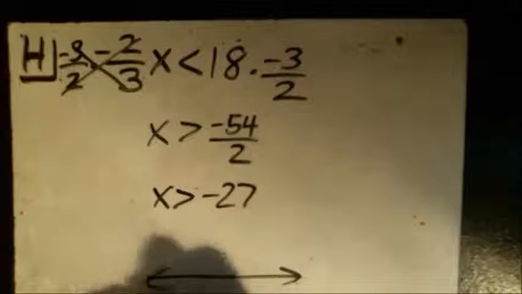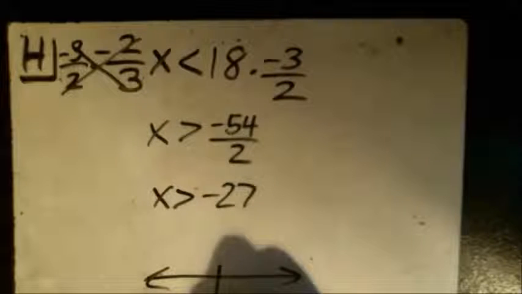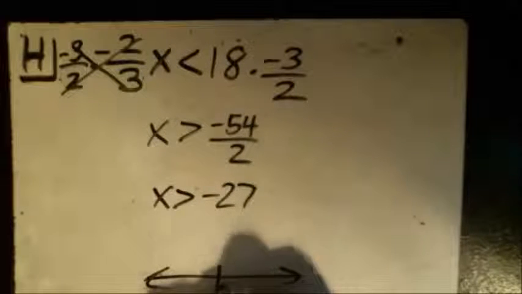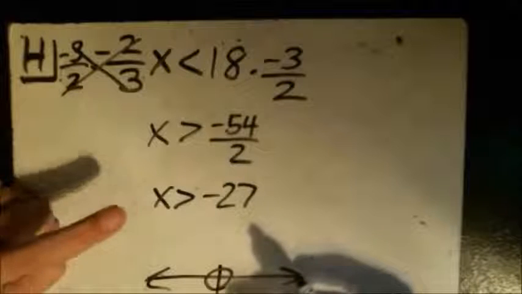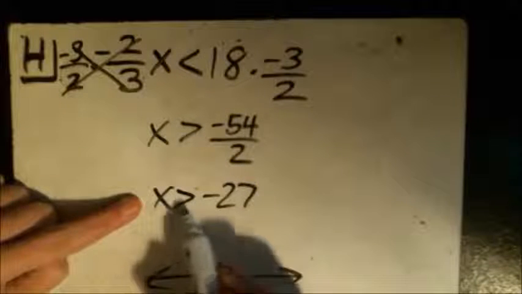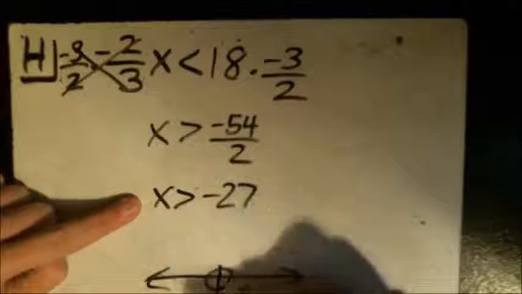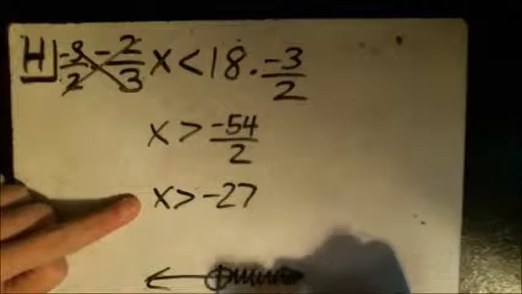So when I graph that, because it's a greater than sign, it's going to be an open circle. And because my variable's on the left, I can use my shading trick. So my arrow is pointing towards the right. So I'm going to shade towards the right.